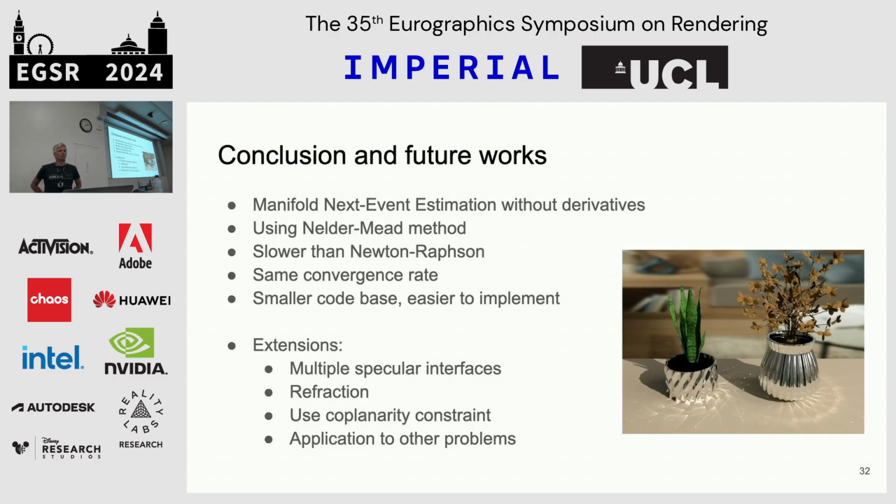In future work, we want to work on extension to multiple specular interfaces, refraction interfaces, and also combine it with previous work of ours that introduced the coplanarity constraint, which restrains the search for paths for caustics, and potentially application of the Nelder-Mead method to other problems of finding local minima.